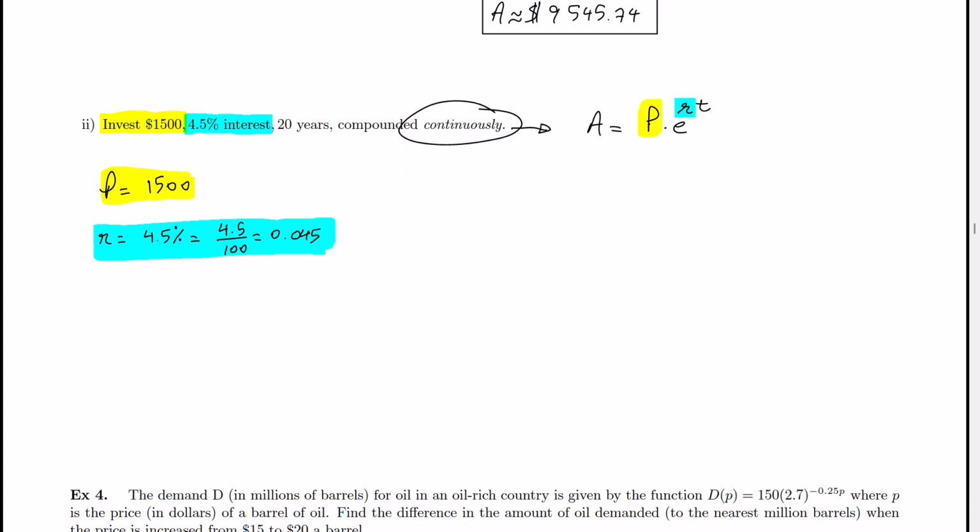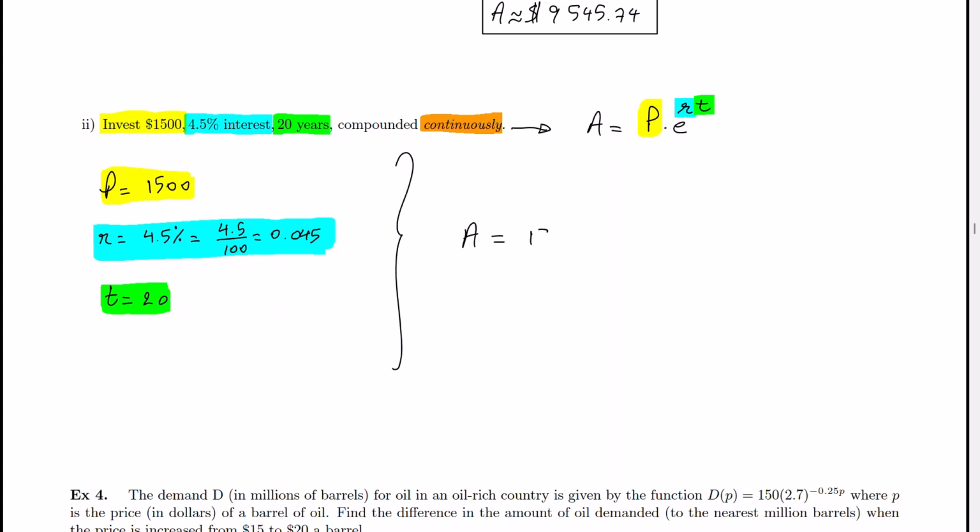And finally, t is 20 years. So time in this problem, we're investing the money for 20 years. So that's going to go in the exponent. And the word continuously means I should be using this whole formula. Okay. So for me, all this means that A is equal to 1,500 times e to the power of 0.045, all multiplied by 20.